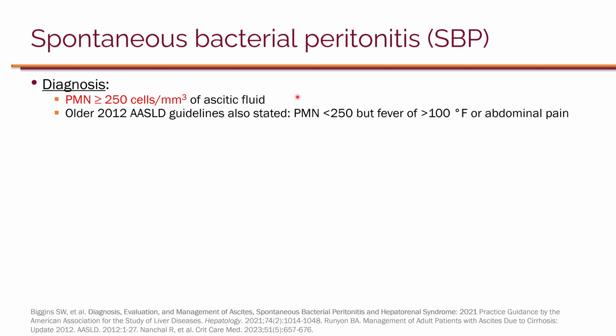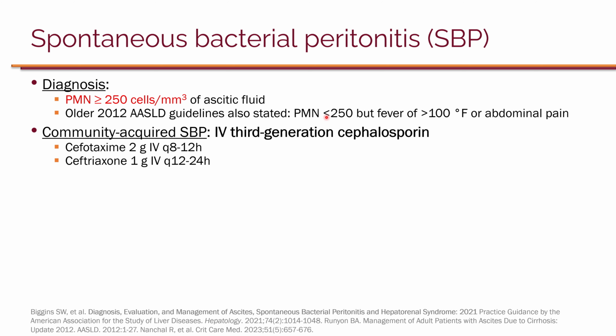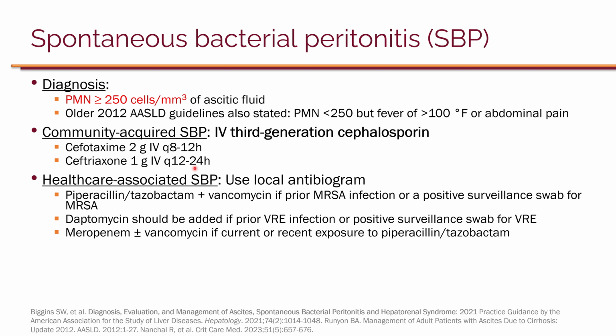Now let's take a look at spontaneous bacterial peritonitis. So essentially the diagnosis is based on ascitic fluid analysis showing PMN of at least 250 cells per cubic millimeter or more. Now, older AASLD guidelines also had mentioned that if the PMN is less than 250, but the patient has either a fever or abdominal pain, that also is diagnostic of SBP. For treatment, essentially an IV third generation cephalosporin is recommended. Most often people use ceftriaxone because of easier dosing. It can be dosed once a day. And that's for community-acquired SBP.